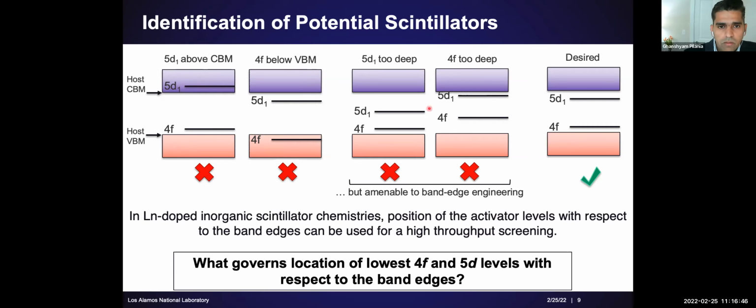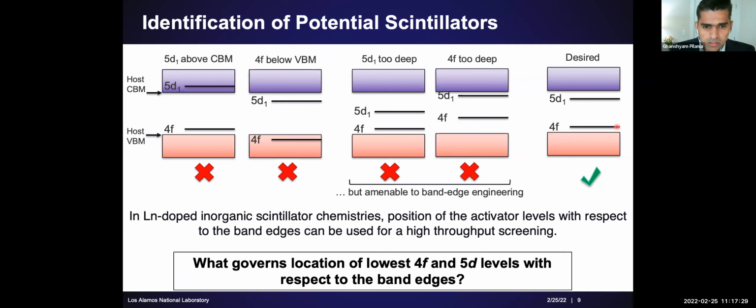If they are too far off, deep in the band gap, then again, there is no scintillation because you need an increasingly large number of phonon modes to dissipate that extra energy before you can start localizing charge carriers there. Of course, in this case, one can use chemical doping or strain to either bring the conduction band down or lift the valence band up to do band edge engineering. But ideally, you would like to have a configuration where 4F and 5D levels are in the band gap near the band edges. So the next question is then, what governs the position of these 4F and 5D levels?